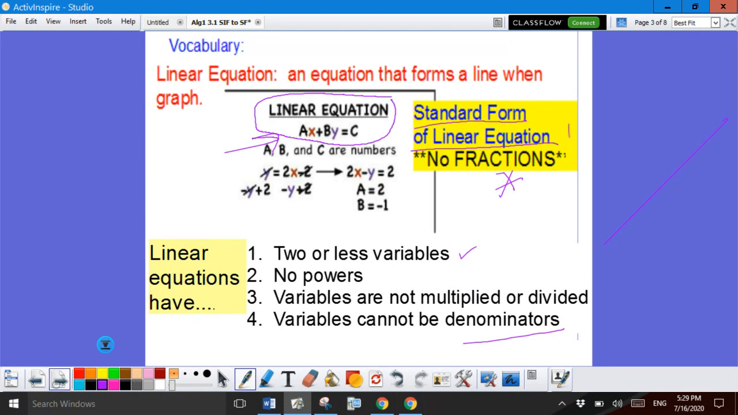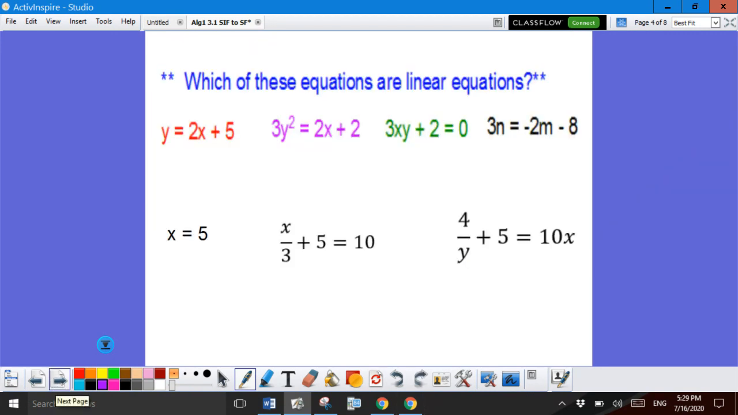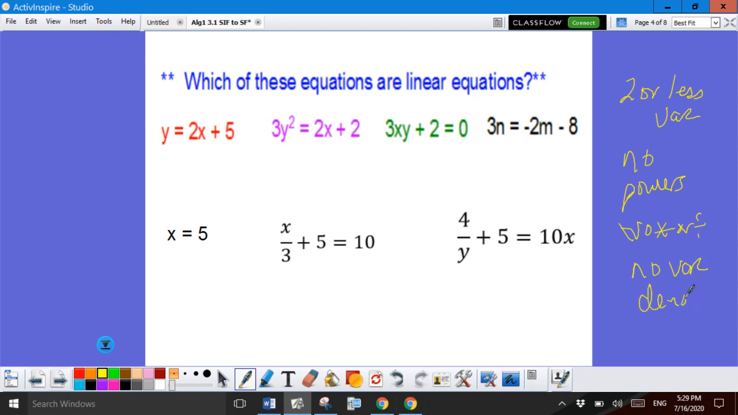And then let's take a look here at these functions and decide whether or not they are linear. Okay, so just as a review, we said 2 or less variables. Okay, and we also said no powers, no multiply or divide, and no variables in the denominator. Okay, so those were our 4 pieces.